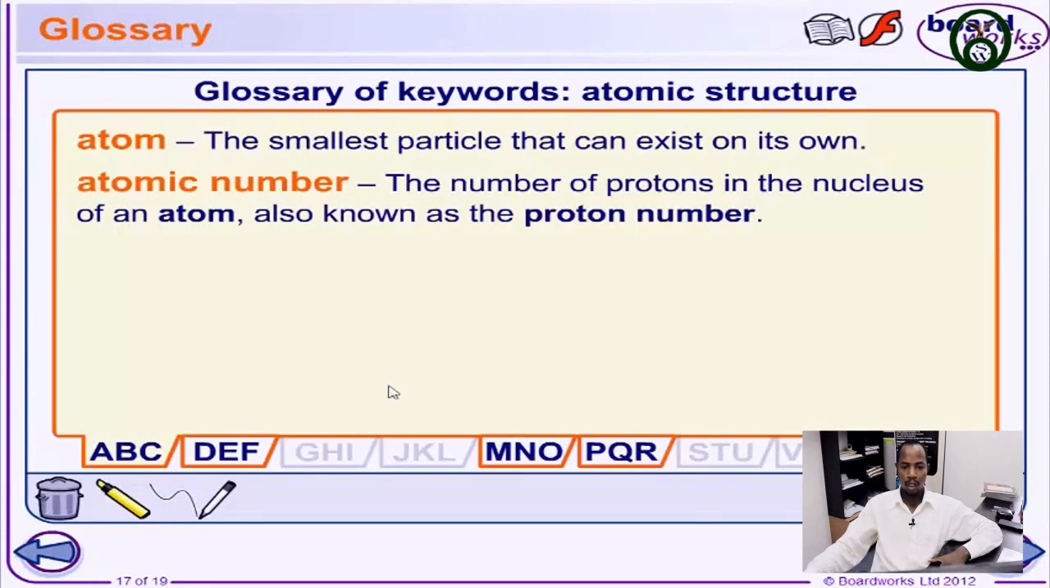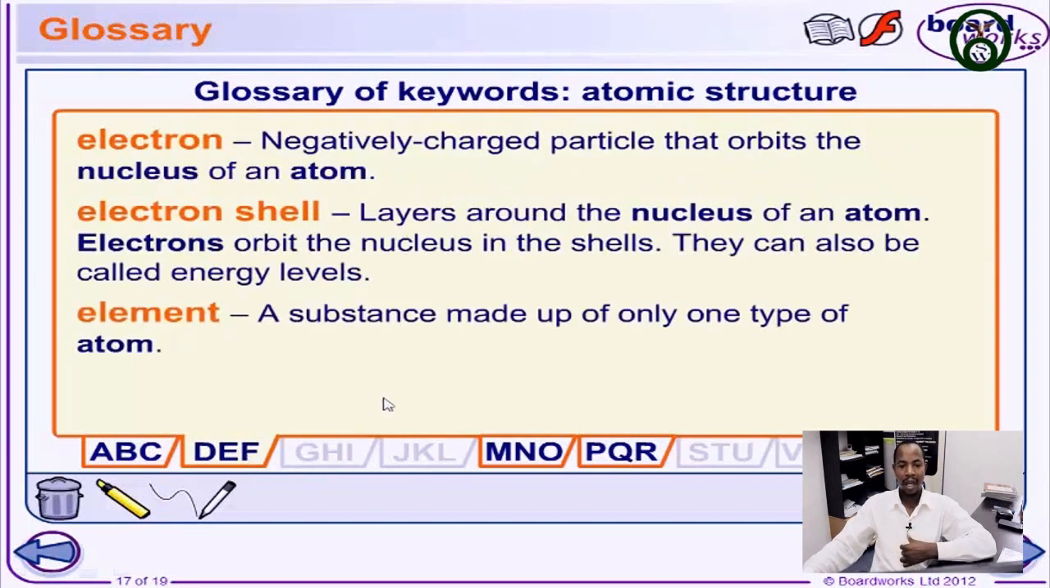For example, the atom, we say, is the smallest particle of an element which can take part in chemical reaction. Atomic number, we say, is the number of protons that are found in the nucleus of the atom. Also electrons, we say they are negatively charged particles that orbit around the nucleus of an atom. They are found outside the nucleus of the atom, revolving around the shell. Electron shells, we say they are layers around the nucleus of the atom. Electrons orbit around the nucleus of the atom in shells.